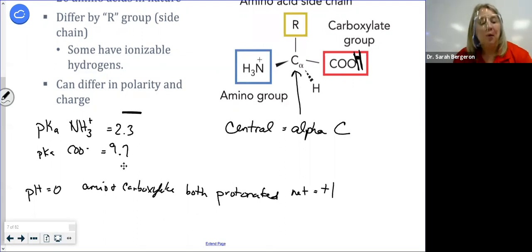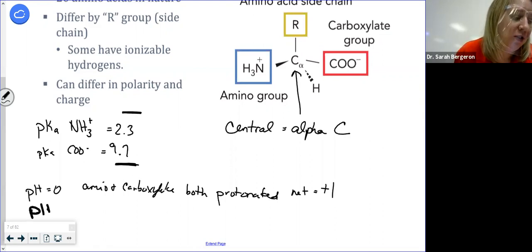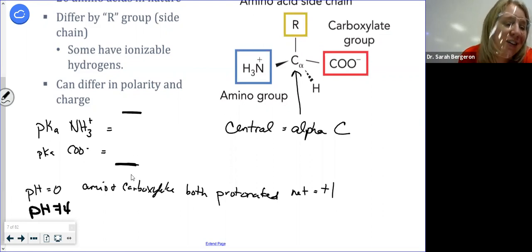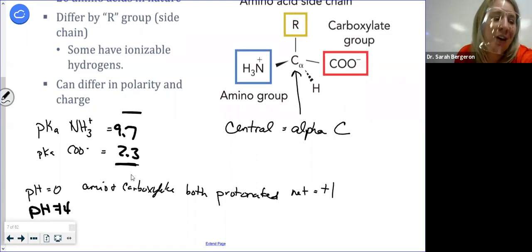Now, what if I take a pH value here? Let me erase this. And I say I'm at pH 14. Let's go on the extremes. Oh, it's 9.7 and 2.3, okay, I'm sorry. So you should have at pH 0, yes, erase this, erase that. If you're at pH 0, they're both protonated, and you're going to have a net charge of +1. Okay, now go on the other side.